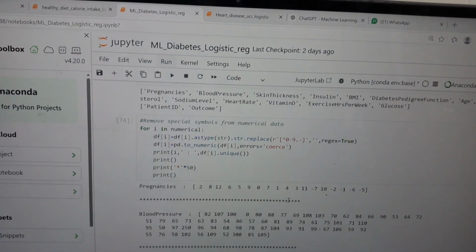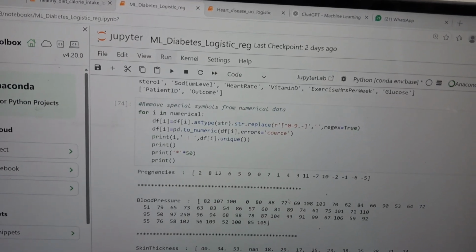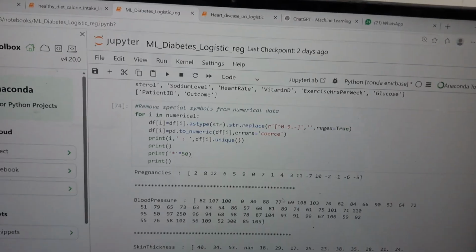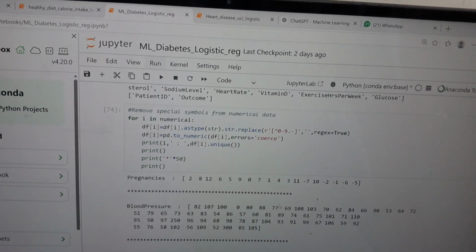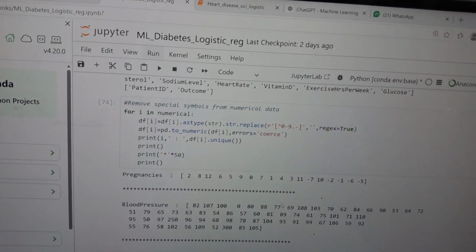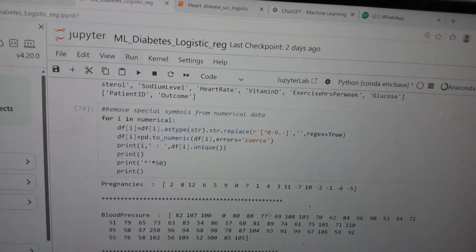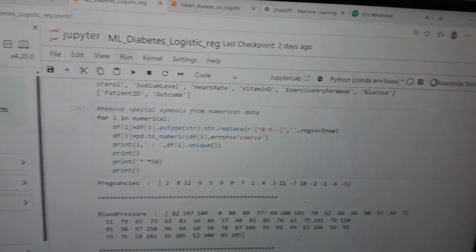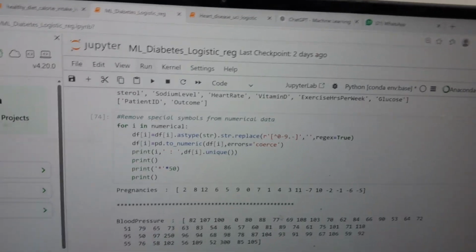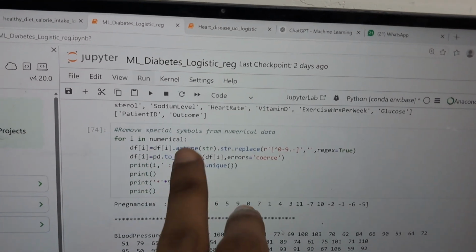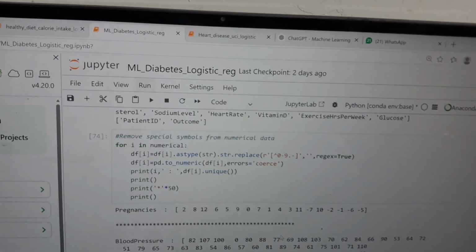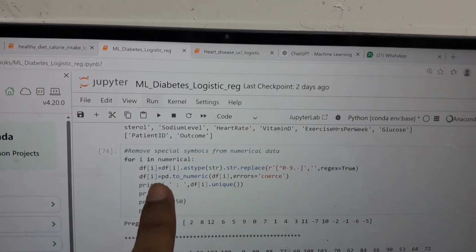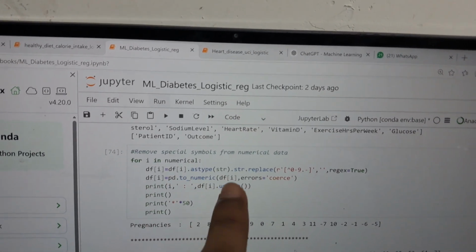But in numerical data also there might be some special symbols. So for i in numerical, so that it will iterate over all numerical columns, because I randomly noticed that there is a hash symbol in glucose. That special symbol is there in glucose. In each and every column I can check. So that's why I'll use a for loop over the numerical columns. If there are special symbols, it will remove them; otherwise, it will ignore. So df[i] equals df[i].astype(str).